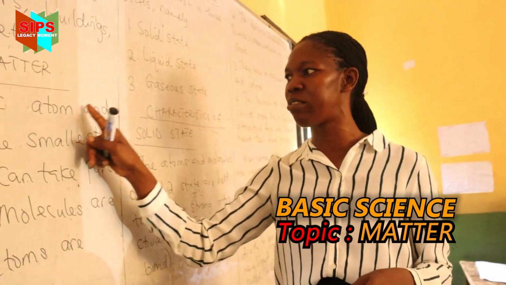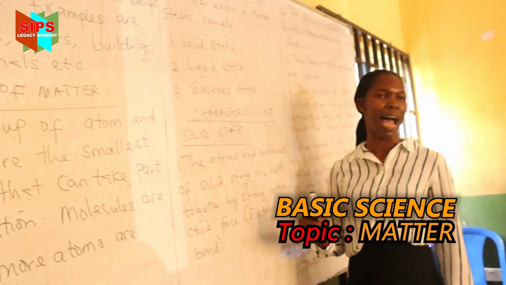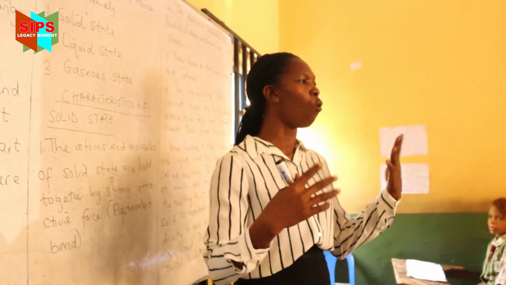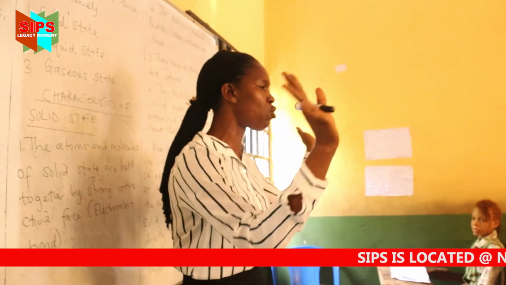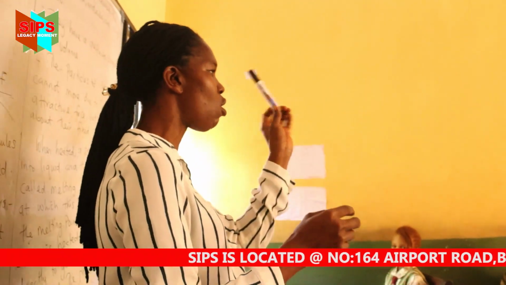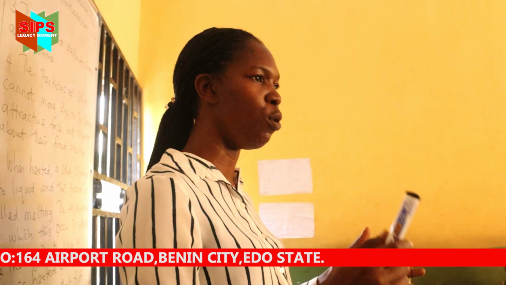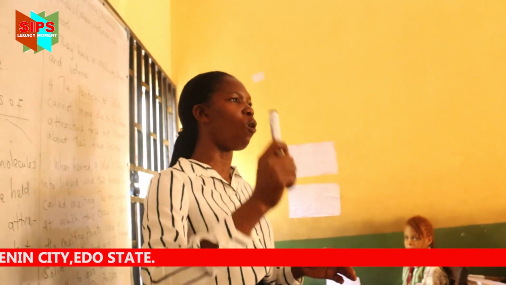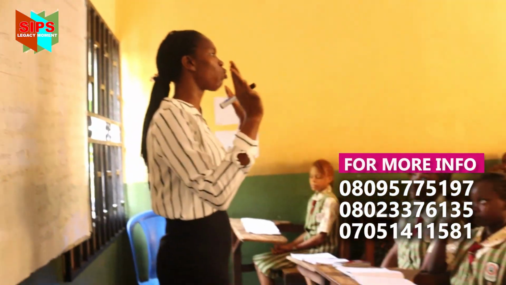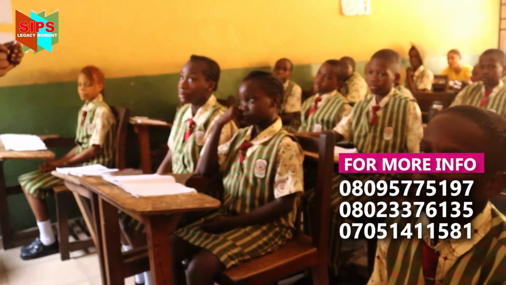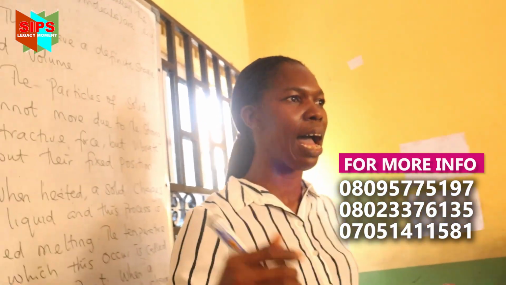We're looking at atoms and molecules. So matter is made up of atoms and molecules. The next question would be, what are atoms? Now, atoms are the smallest part of any substance. Remember, we said any substance or any object that has weight and that occupies space is said to be what? Matter. So the smallest part of a matter that can take part in a chemical reaction is called an atom. So an atom is the smallest part of any substance that can take part in a chemical reaction.